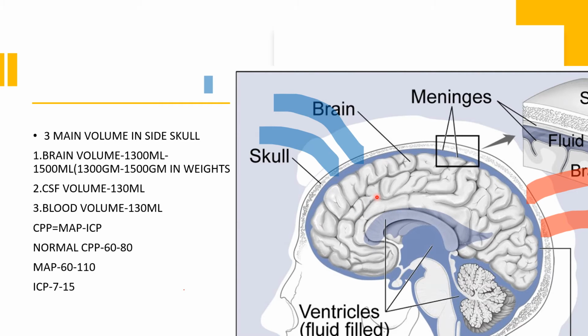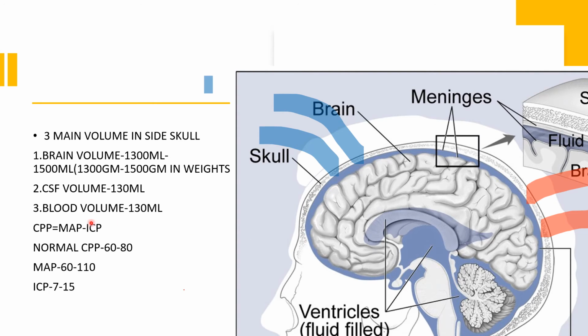I told before where the CSF is produced: in the choroid plexus, and it drains to the ventricles, then goes down to the spinal cord, then comes back to the brain, and some amount is absorbed in the dural sinuses and then goes to the venous circulation. So if there is any obstruction in the CSF circulation, it can cause an increase in ICP.